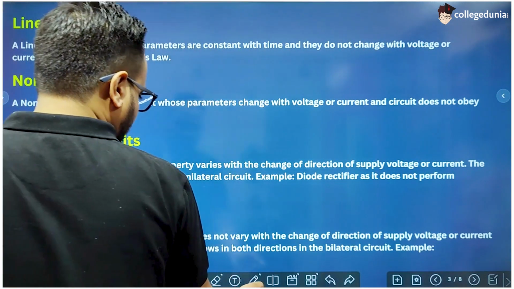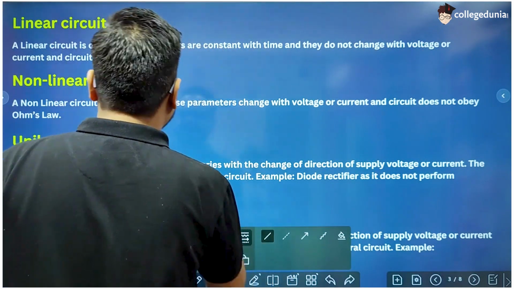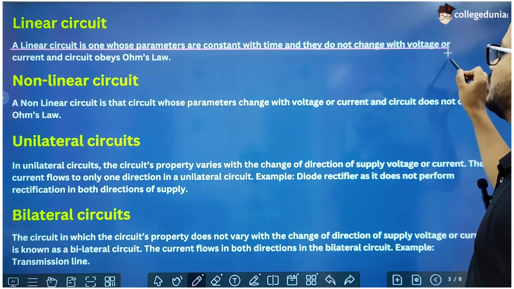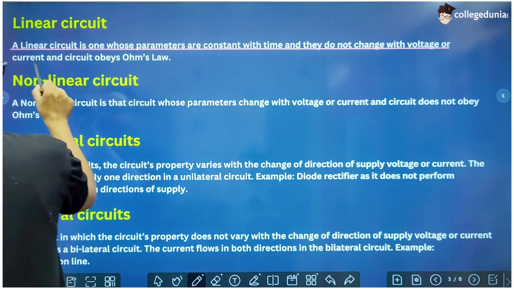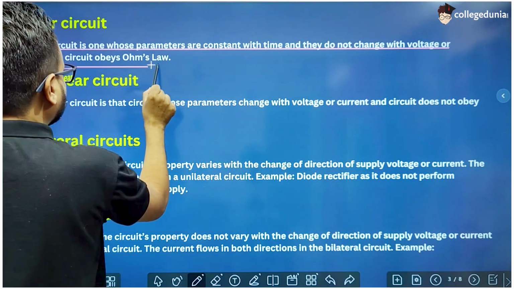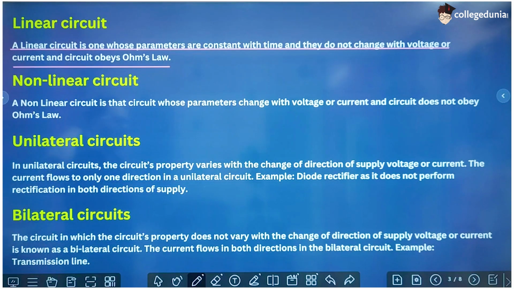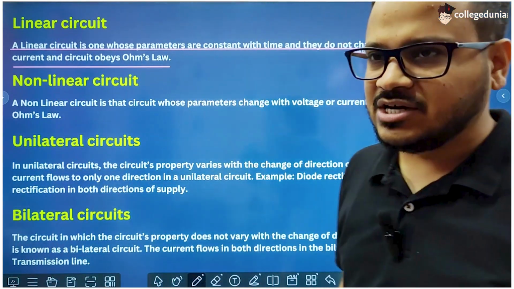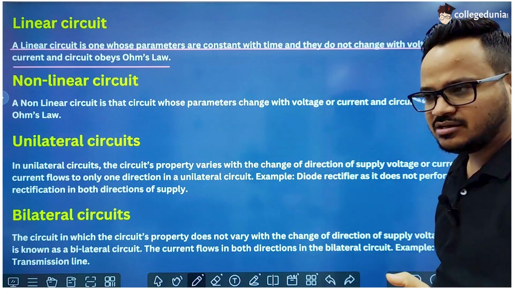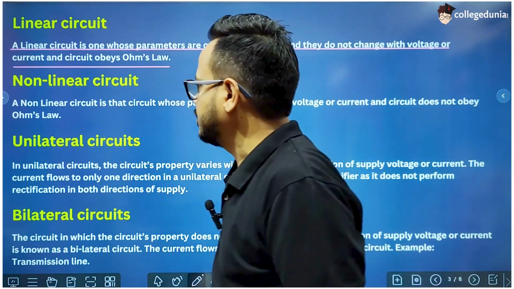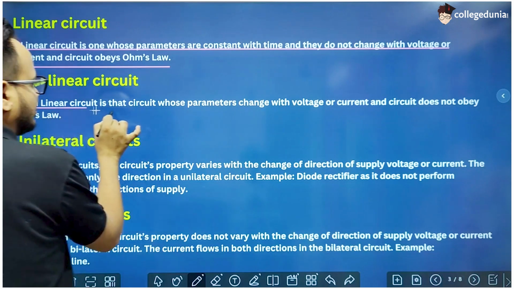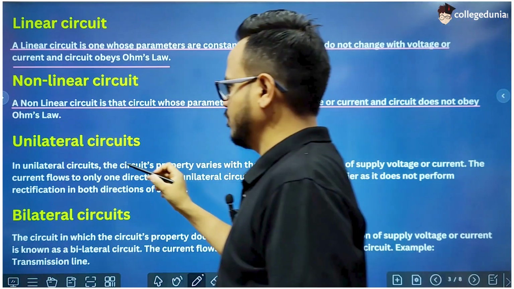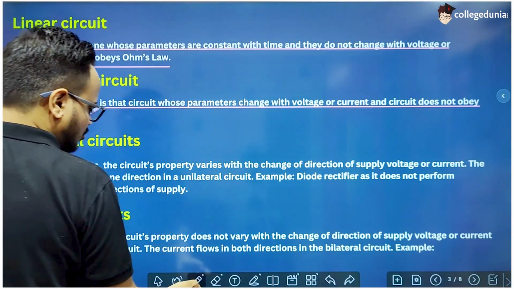Linear circuit. Linear circuit is the circuit whose parameters are constant. A linear circuit is one whose parameters are constant with time and do not change with voltage or current, and the circuit obeys Ohm's law. These are called linear circuits in which the Ohm's law is obeyed, and the circuit elements like the voltage, the current, then the resistance, they do not change with time, they are always constant. In non-linear circuits, the parameters change with voltage or current, and circuit does not obey Ohm's law. These are the circuit which do not obey Ohm's law.